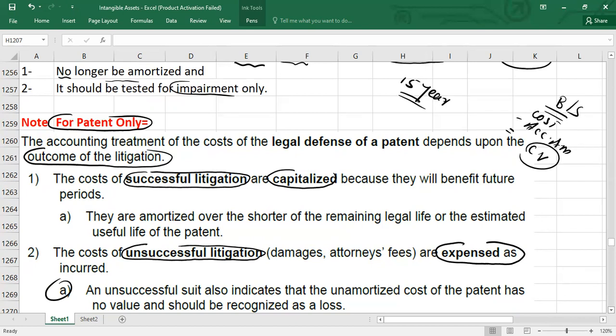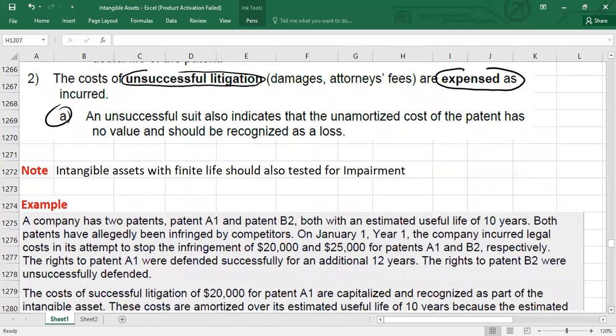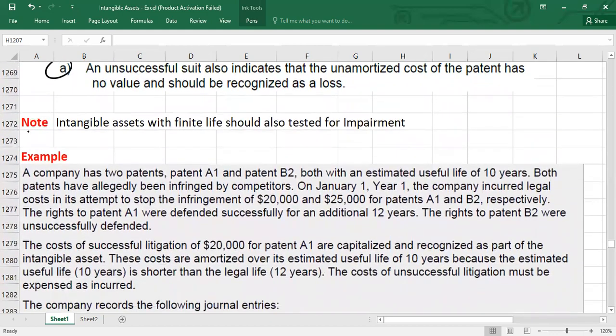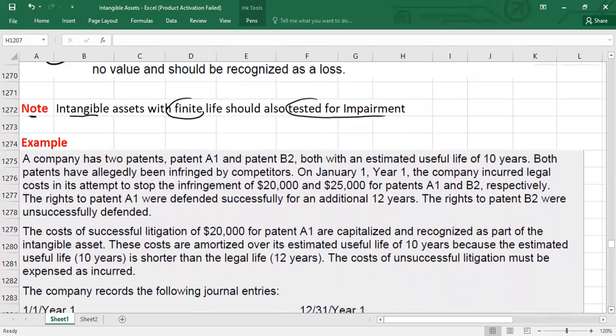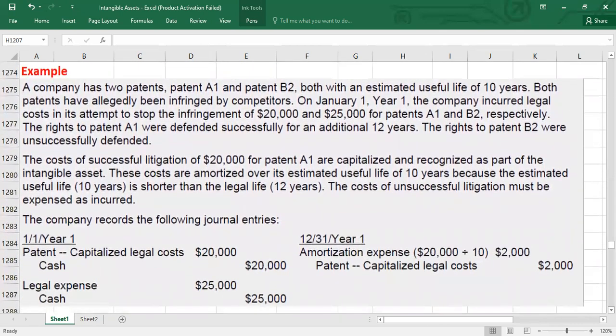Now let's see how to apply what we have learned in the exam questions. Please also note one more point: intangible assets with finite life should also be tested for impairment. And impairment we will cover in another video, the next video. So here we have a first example just to understand, and then we will see exam standard questions. So here we go, guys.